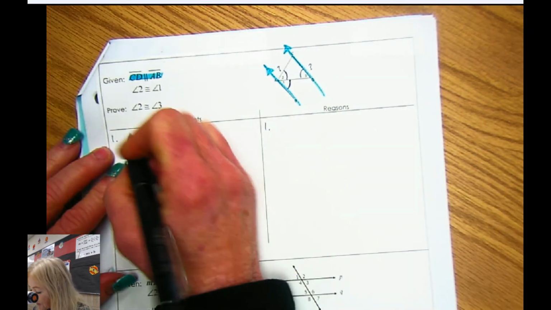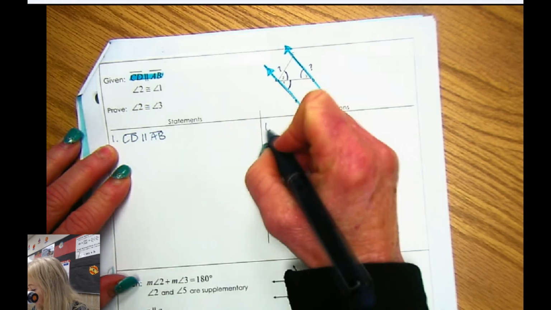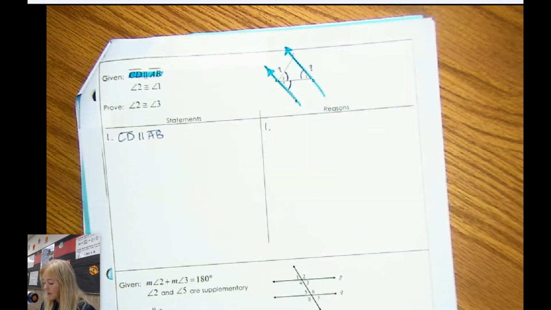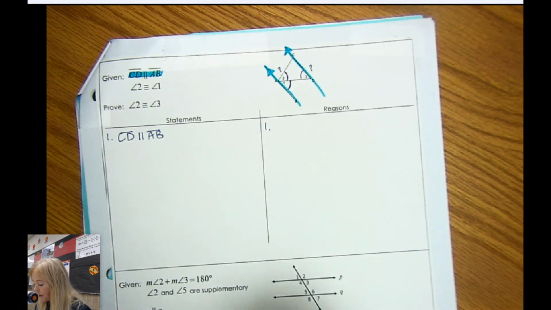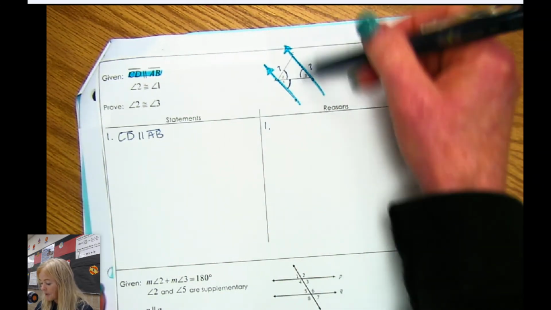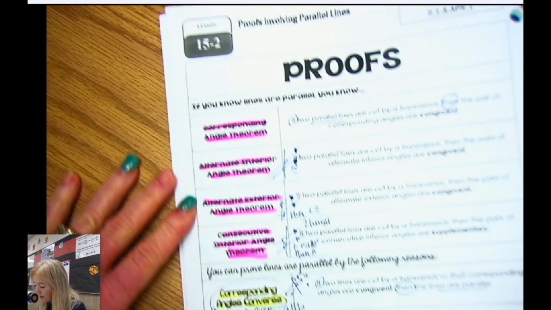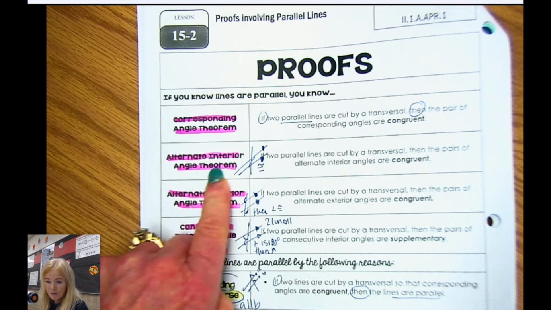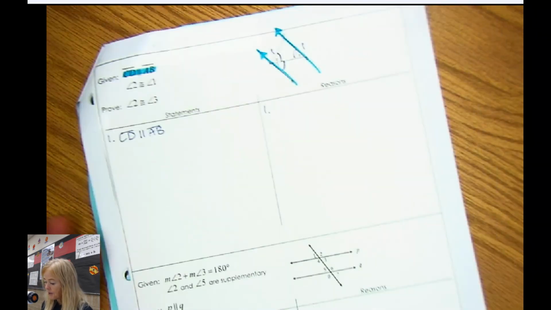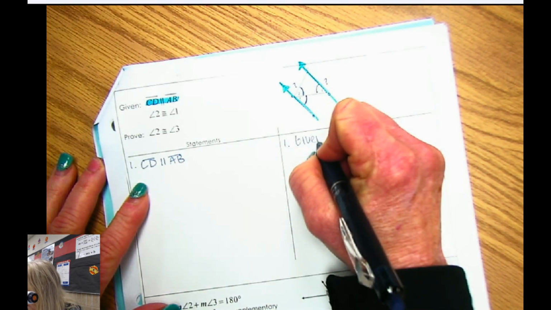So the first thing we're going to do is state that CD is parallel to AB. With that given, we can state that because of that, angles 1 and 3 are congruent because they're parallel lines, right? And that we can do by the alternate interior angle theorem. If two lines are parallel, then their alternate interior angles are congruent. So number one is given that the two lines are parallel.